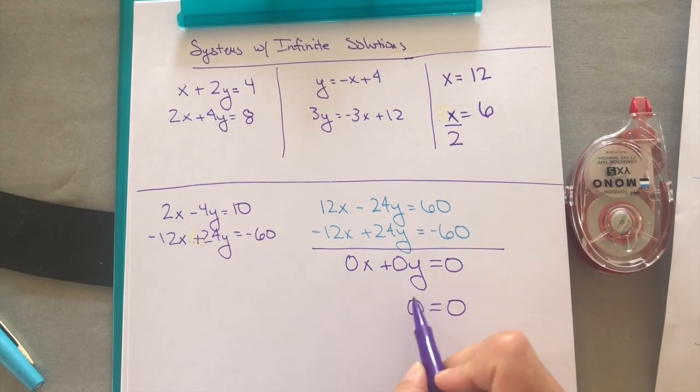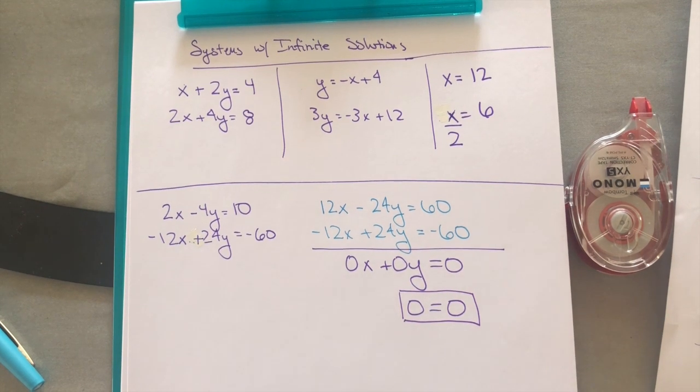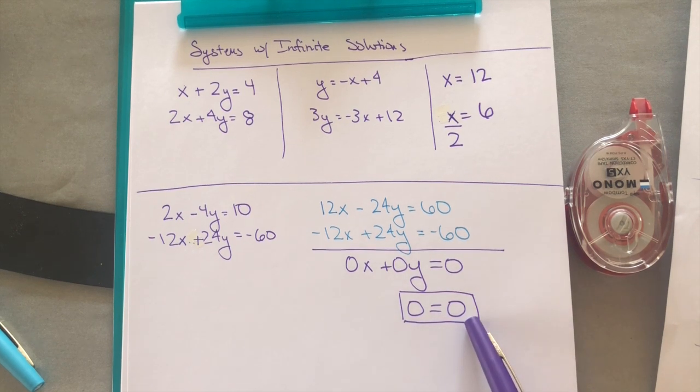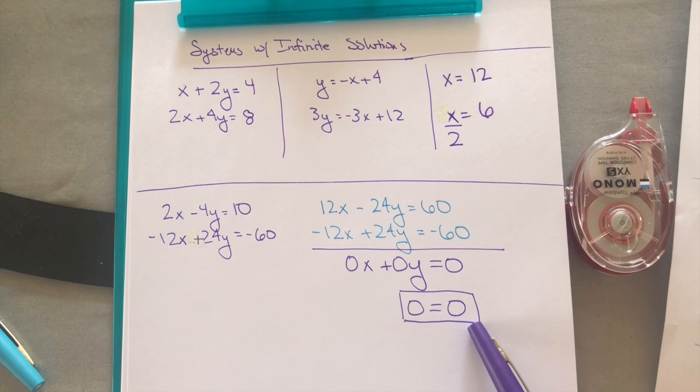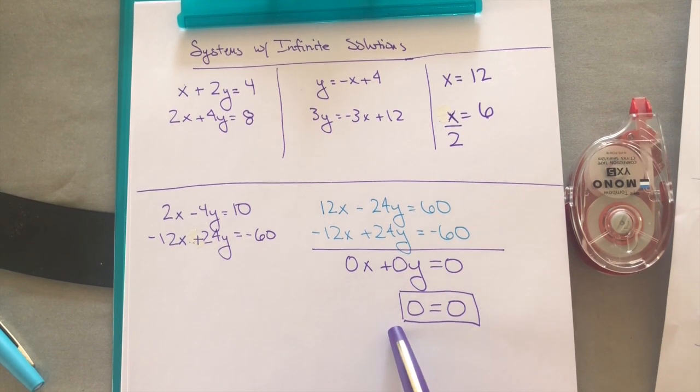So we get a statement that is always true. So no matter what, it is in fact true that 0 equals 0. And therefore we know we have infinite solutions. So when we have no solution, we get an untrue statement. And when we have infinite solutions, we have a statement that is always true. So it could be something like 0 equals 0. It could be something like 3x equals 3x, because that will always be true. So we're looking for a statement that is always true, and that's how we know we have infinite solutions.